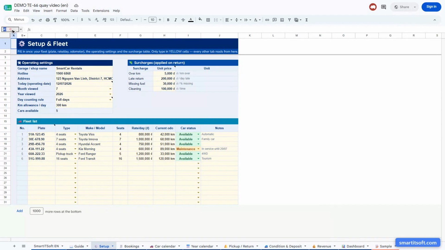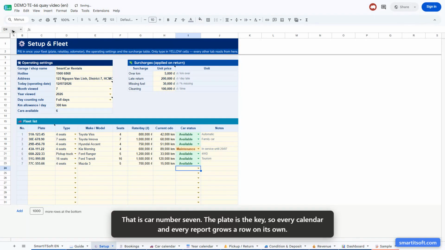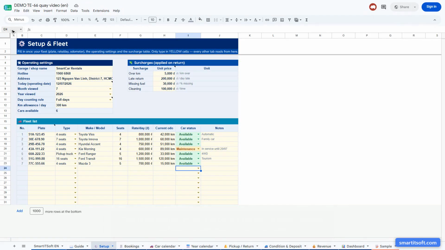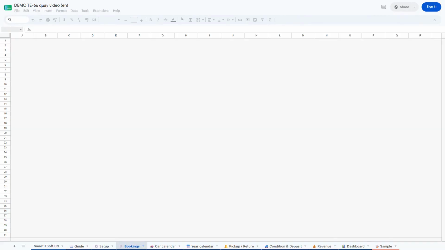Start by listing your fleet, 1 row per car. That is car number 7. The plate is the key, so every calendar and every report grows a row on its own.